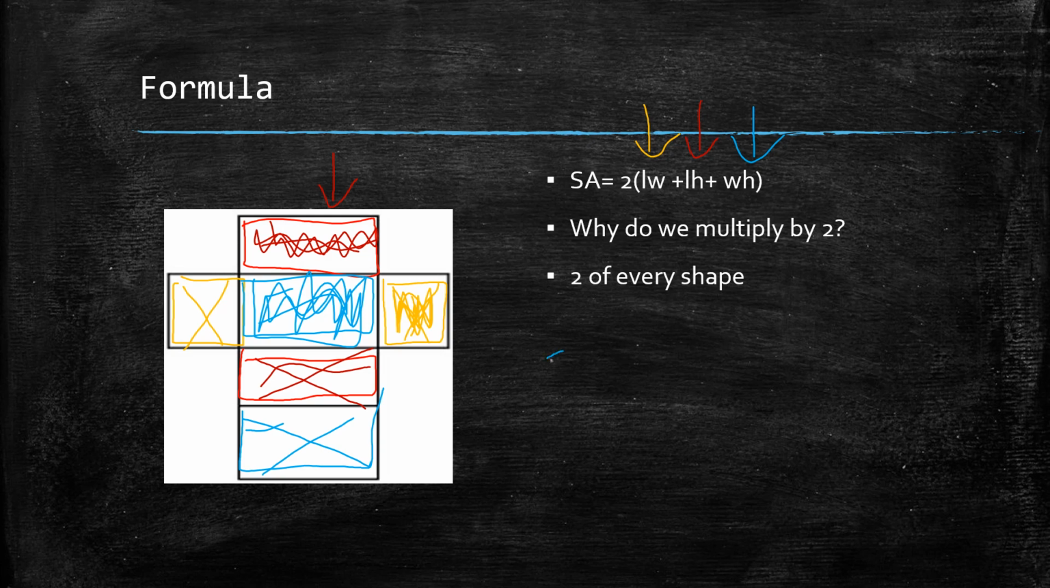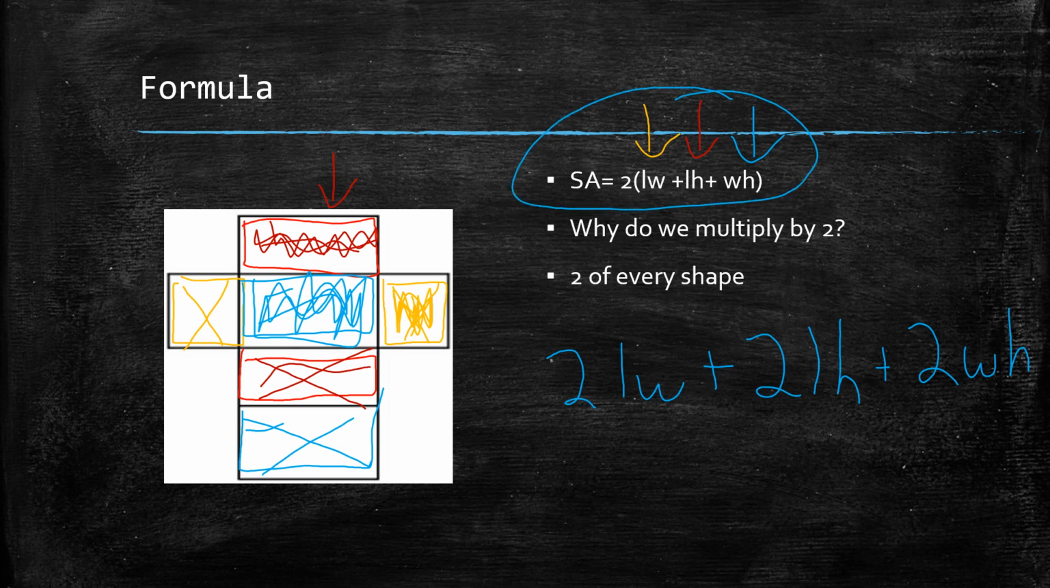Some kids prefer to do 2 times the length times the width plus 2 times the length times the height plus 2 times the width times the height. You can do the formula this way. However, your numbers do get bigger from the beginning, so it is a lot easier to just do the area of one of each rectangle and then just double it all together at the end just one time, and that's a lot easier to work these.